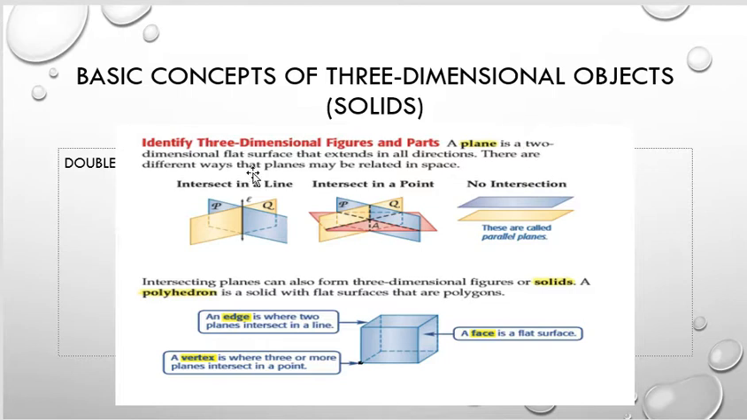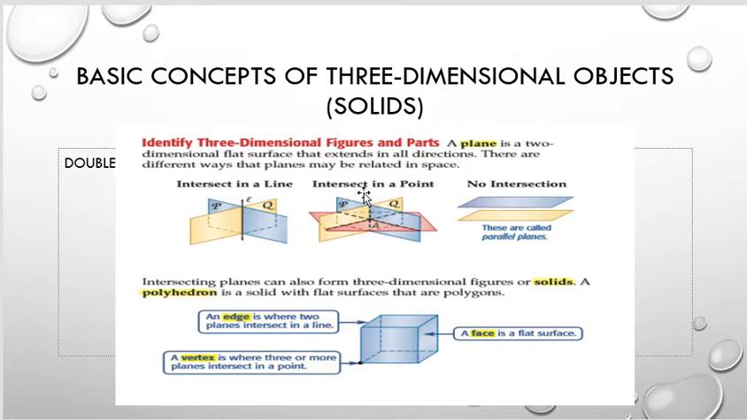solid. Here, a plane is a two-dimensional flat surface. You have been learning about this to find certain area or perimeter. Actually, you're dealing with a plane that extends in all directions. There are different ways that planes may be related in space. First is intersecting in a line. These two planes, plane P and plane Q, intersect at line L.